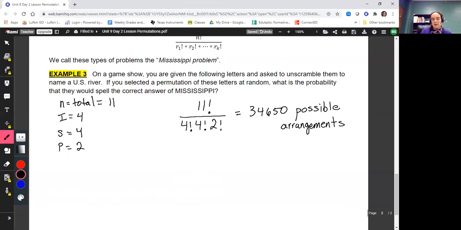But we weren't looking for how many different ways we can arrange the letters in Mississippi. We were looking for the probability of getting the correct answer of Mississippi. So there's only one way to correctly spell the word Mississippi. So our probability is 1 out of 34,650.